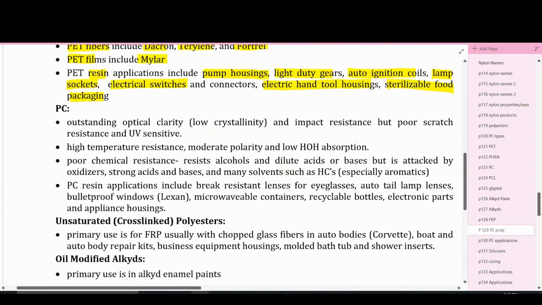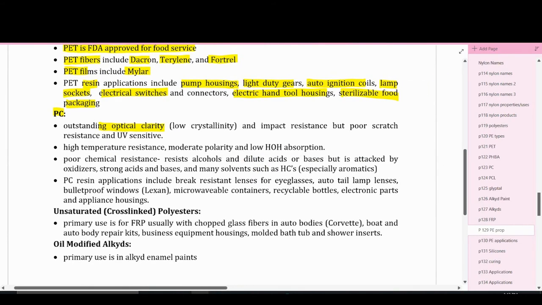Polycarbonate, right? That's bulletproof glass. Outstanding optical clarity. It's actually better than glass itself in any thick pieces. If you have to use a thick window, then polycarbonate is, in fact, clearer than glass. It has its limitations. It's extremely impact resistant, but poor scratch resistance, and that's perhaps one of its Achilles heels, easy to scratch. It is UV sensitive as well. High temperature resistance, moderate polarity, low water absorption.